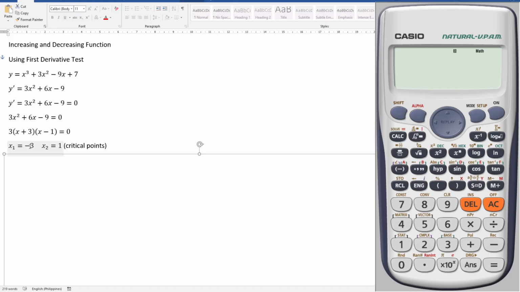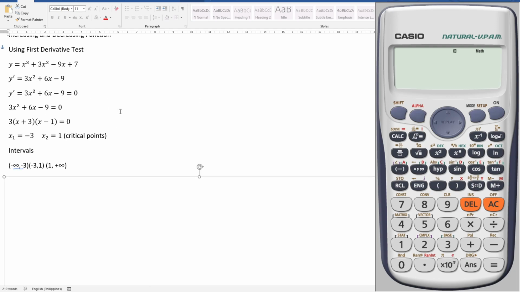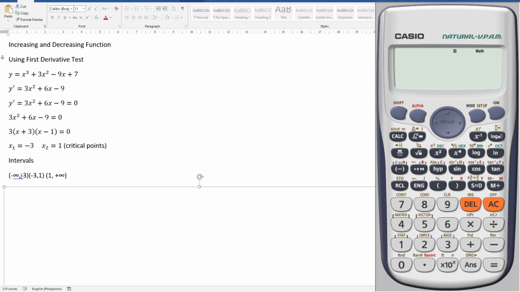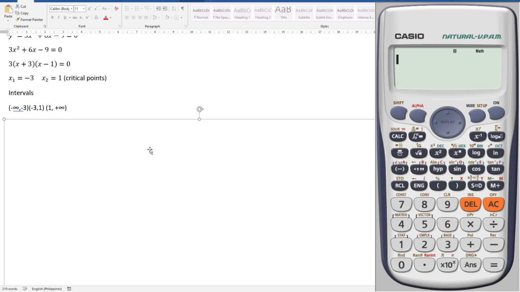And then ayaw nyo kalimti ang critical points kay magamit na nato later. So with that, our intervals would be negative infinity to negative 3, negative 3 to negative 1, and then negative 1 to positive infinity. So makita ninyo, if we have 2 critical points, our intervals tulo pod. Kung isa ka critical point lang, so our interval is duha. Kung tulo atong critical points, so upat ang interval. So ana lang.